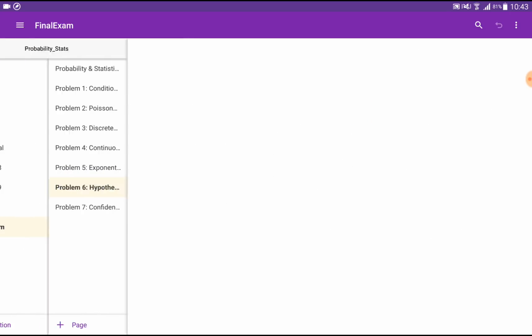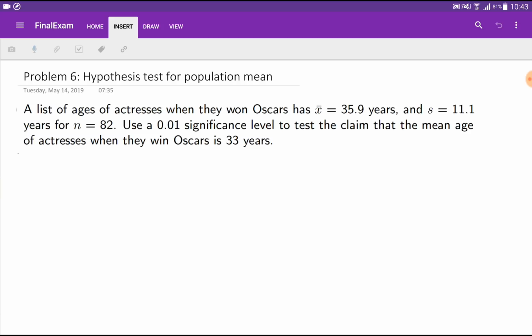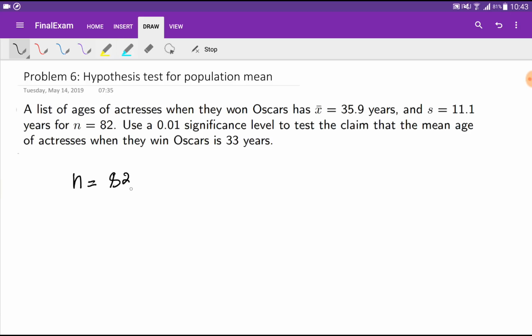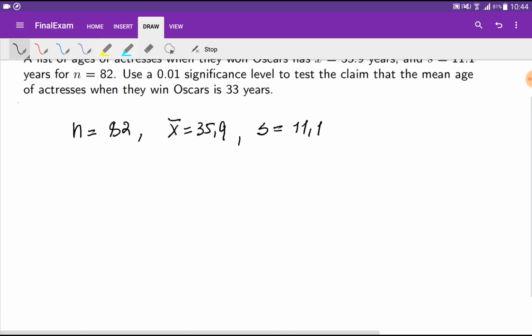So problem number 6 is about a hypothesis test. A list of ages of the actresses when they won the Oscar is given. The sample has 82 items. We calculated the mean of the sample, and this is equal to 35.9. We also calculated the standard deviation, which is equal to 11.1. So we are going to use the 1% significance level to test the claim that the mean age of the actresses when they won the Oscar is 33 years old, right?